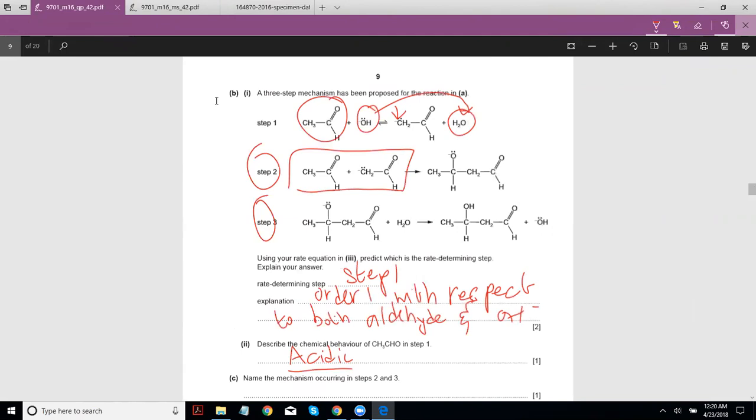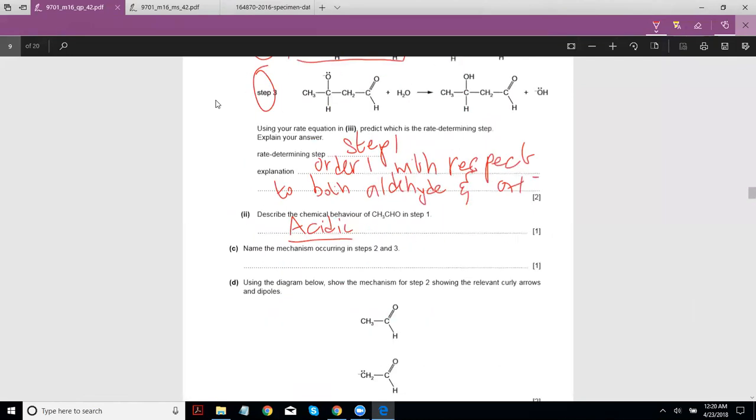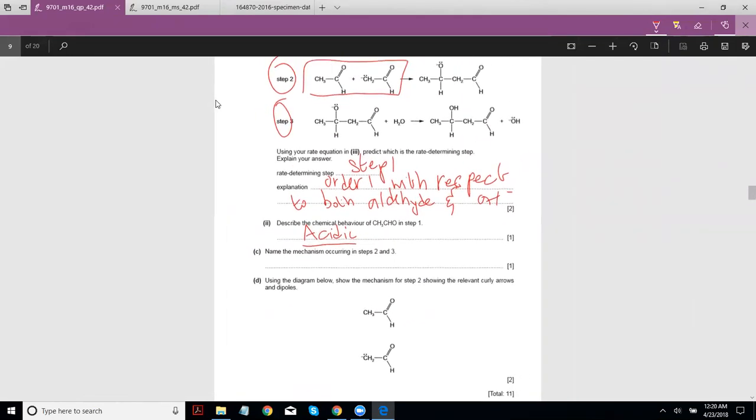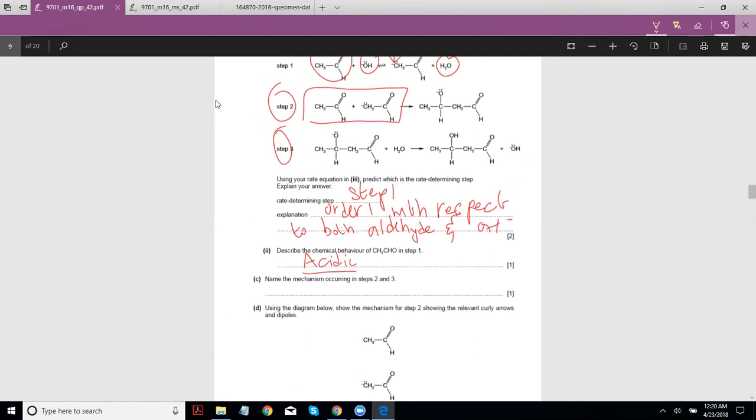Name the mechanism occurring. Yeah, this is the Bronsted-Lowry acid. Proton donors, proton acceptors, that kind of thing.